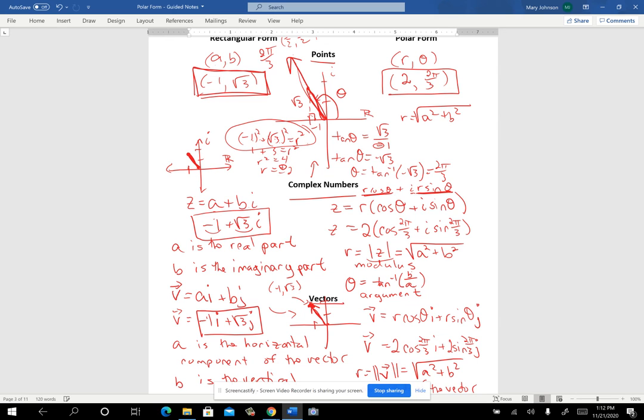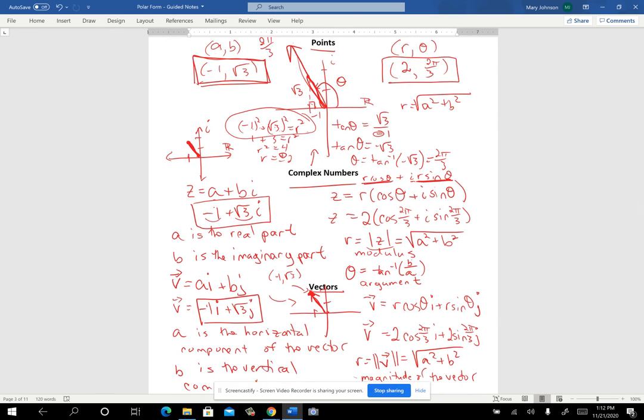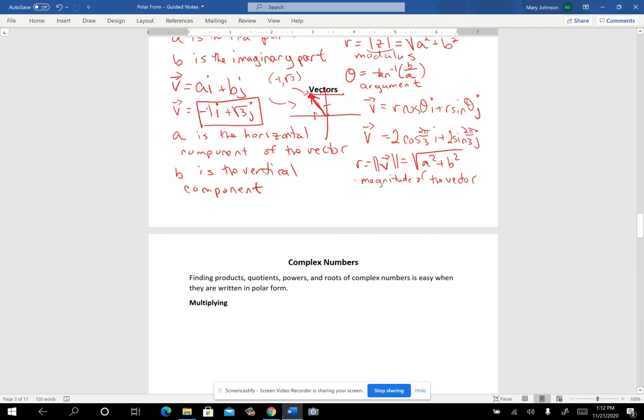Okay. All right. Now, the angle that we find by doing the inverse tangent of the y over x, which is b over a, that's the direction angle. Okay, so you determine the direction angle, and then you determine the length of the vector, and that tells you how to draw your vector. Okay.